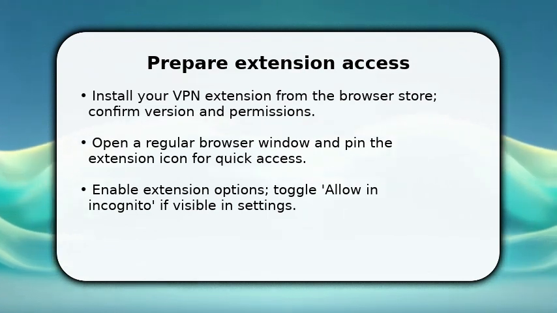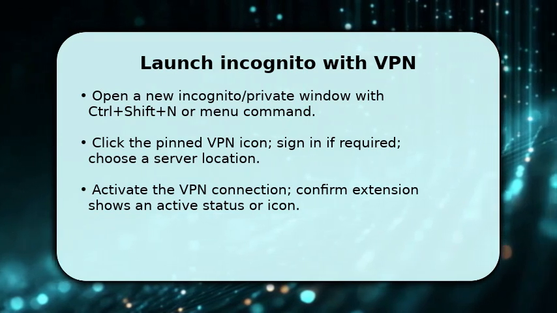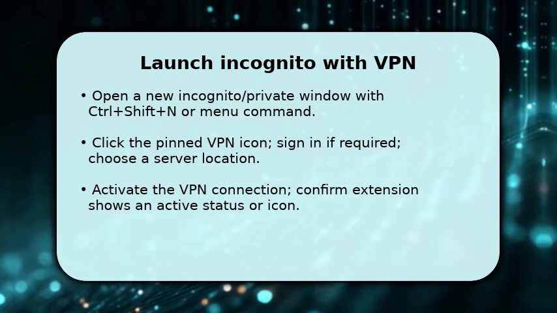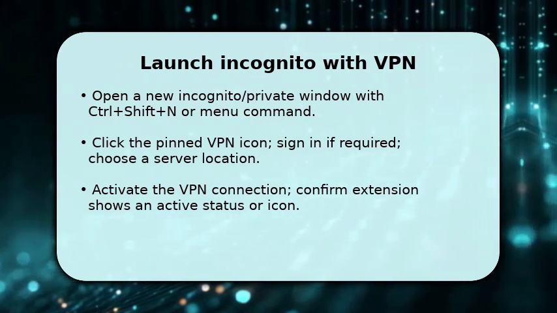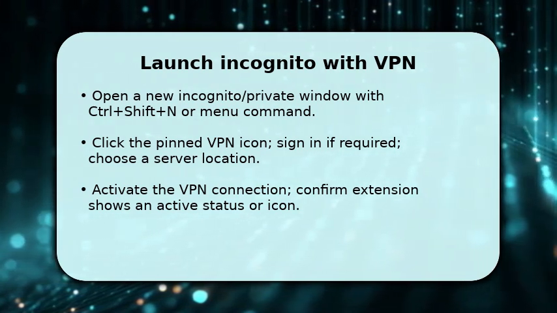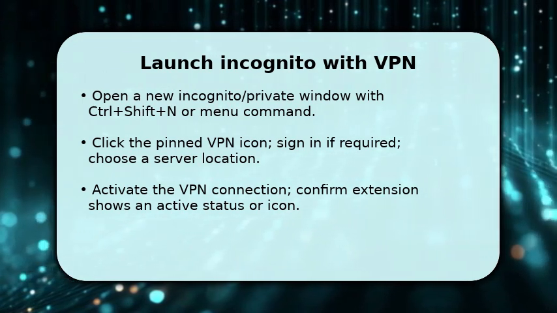You now open an incognito or private window using the menu or Control plus Shift plus N. Do not attempt private mode before granting permission. Next, click the pinned VPN icon in the toolbar inside Incognito. Sign in if the service requires reauthentication. Choose a server location that fits your needs and click Connect.